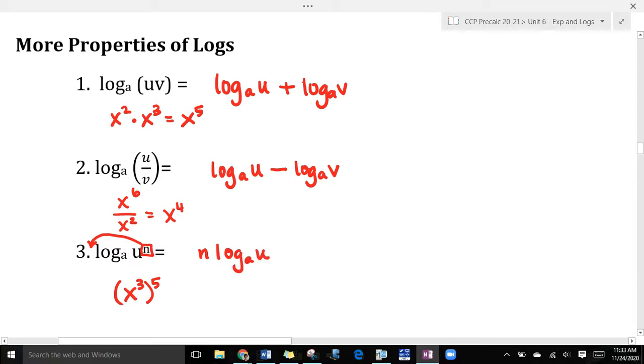Okay, exponents down front, or all of these can be reversed. If you see a coefficient down front, that means it used to be an exponent on the argument, right? So you can undo it. If you see two logs being subtracted, that means it used to be a single log where those arguments were being divided. If you see two logs being added, again, that means it used to be a single log with those two arguments being multiplied. So we will be using these properties backwards and forwards as we go to simplify and solve log problems.